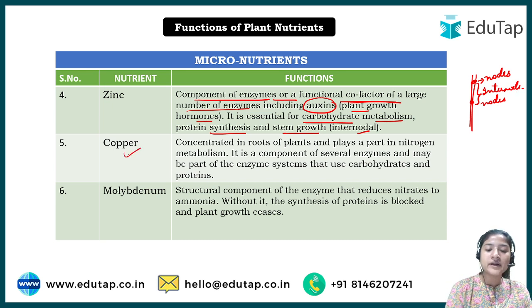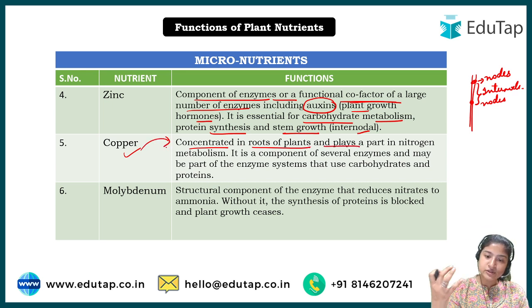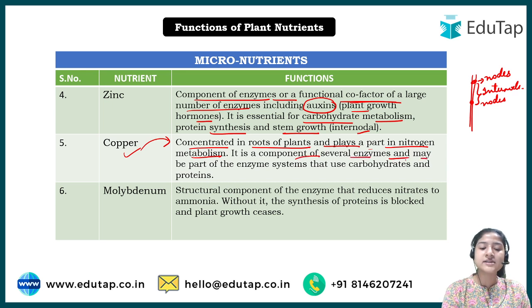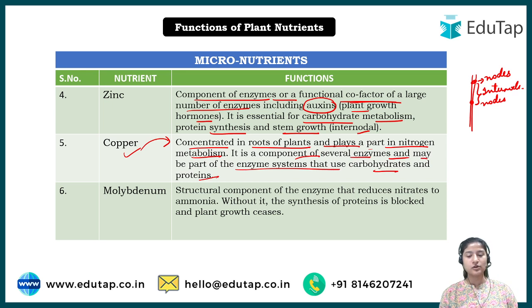Next comes copper, and for copper, it is concentrated in the roots of plants. So we can observe copper in the root zone of plants, and it plays a major role in nitrogen metabolism. So it helps nitrogen for metabolism purposes. It is a component of several enzymes and may be a part of enzymes for carbohydrates. Same thing we are looking at. Some are different, some are the same.